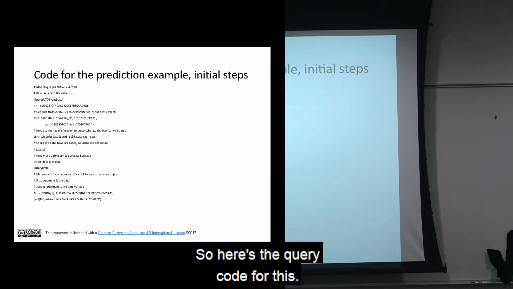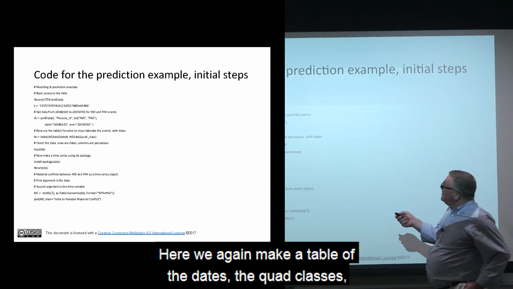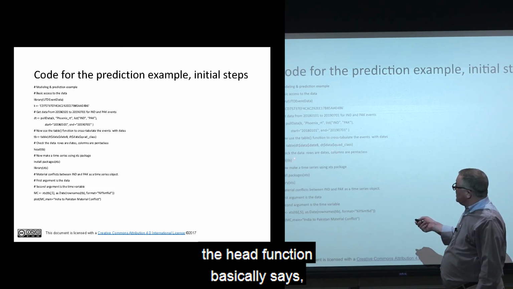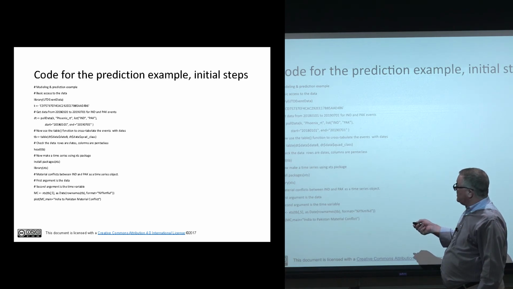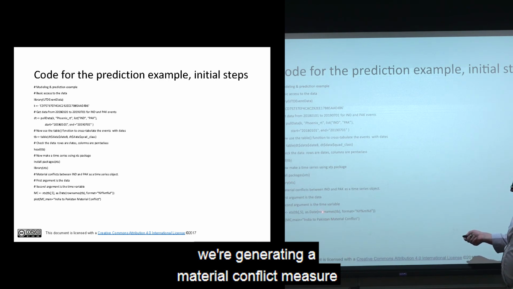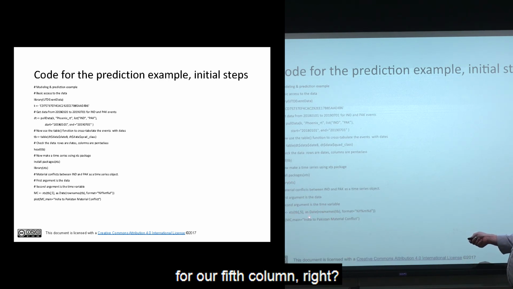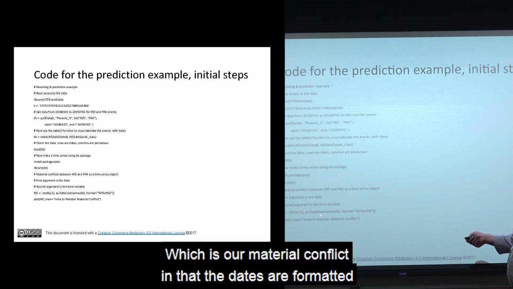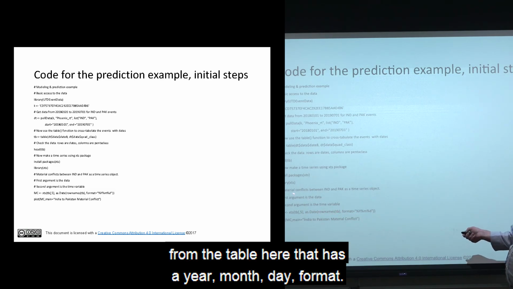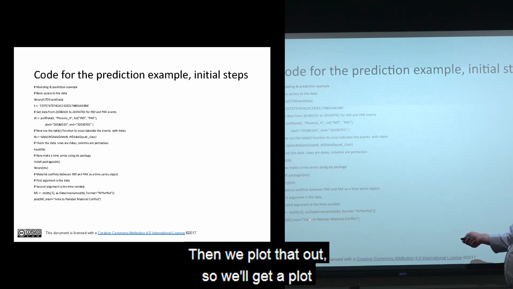So here's the query code for this. Here we again make a table of the dates, the quad classes. The head function basically says, show me the first 5 or 6 rows. We then make sure the XTS package is there. As before, we're generating a material conflict measure for our 5th column. The dates are formatted from the row names, right? So we're extracting the row names argument from the table here that has a year, month, day format. Then we plot that out.